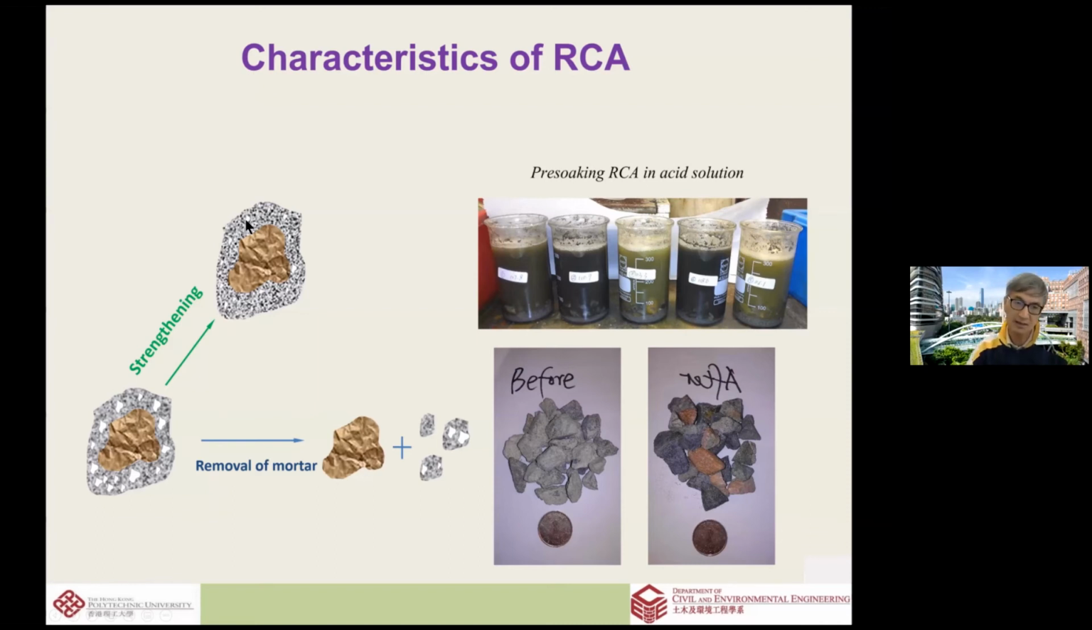Because of this attachment of old mortar, the old mortar is comparatively inferior to the natural aggregate, density-wise and strength-wise. For example, the density of natural aggregate is 2.6, while the density of mortar may be 2.2 or 2.3. That means the density is lower, which means higher porosity and lower strength, making the whole thing poorer mechanically.